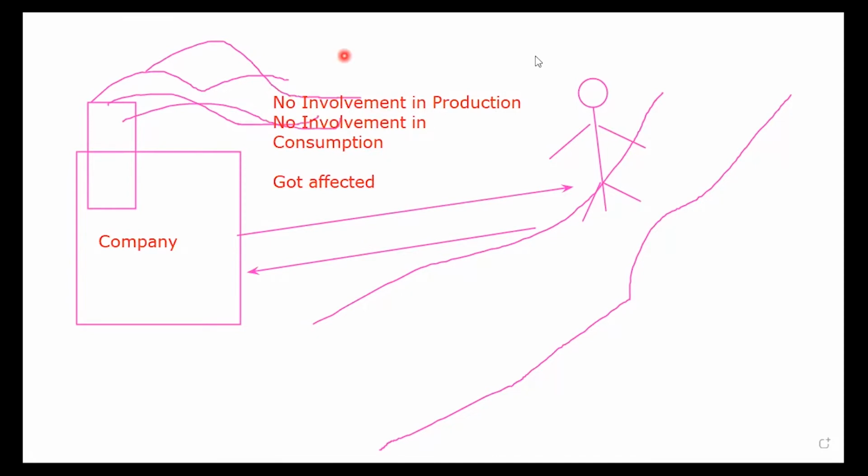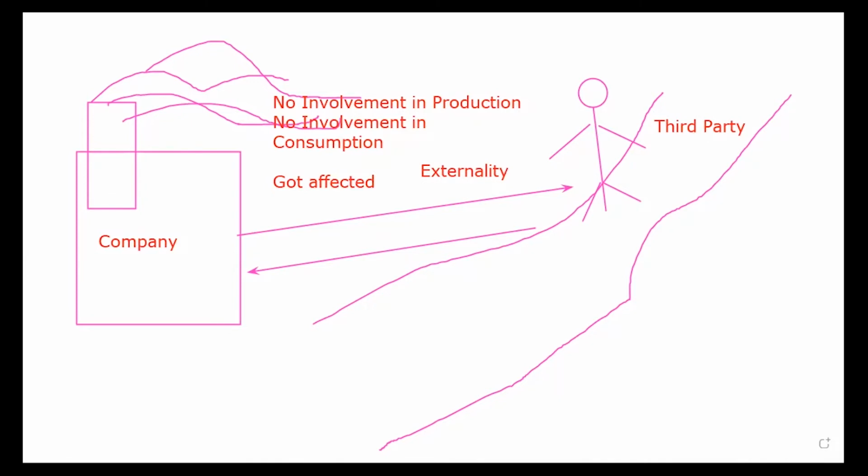Now the guy who's getting affected has another name: we say it as third party. So the exact term for externality, when a third party is getting affected without any involvement in production and any involvement in consumption, we say it as what? We say it as externality. Okay, so we move on to the next part.